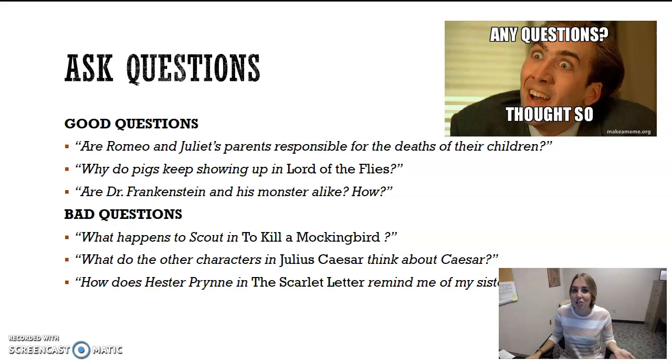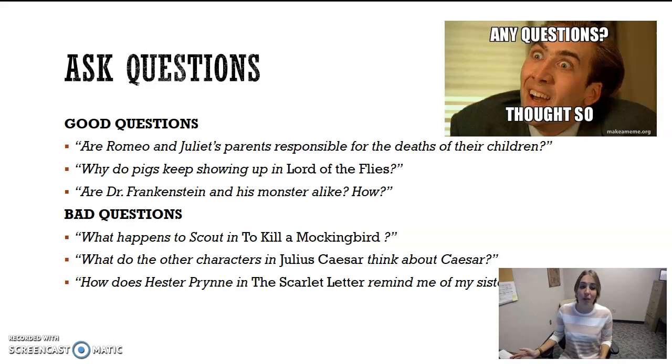But a bad question about that book would be, what happens to Scout in To Kill a Mockingbird? This has a right answer. You can look on SparkNotes and read through the summary and be like, Scout learns a lesson about racial prejudice and justice and how to treat people kindly. And nobody's going to argue that. You're going to be like, yes, because that's what happened in the book. We want questions that can be argued. We want different perspectives and different points of view.